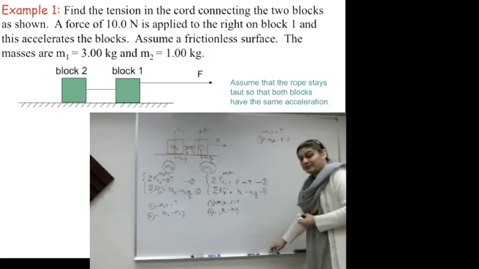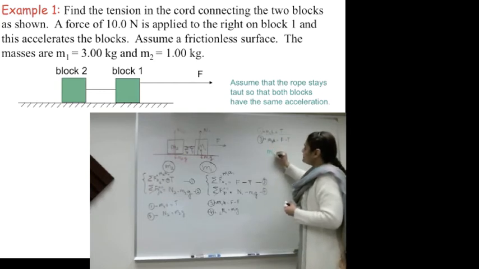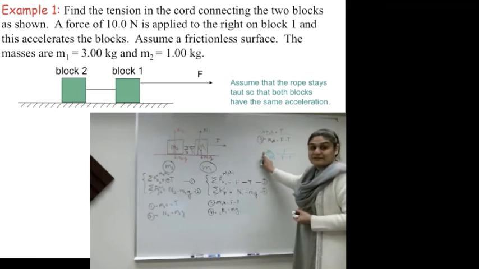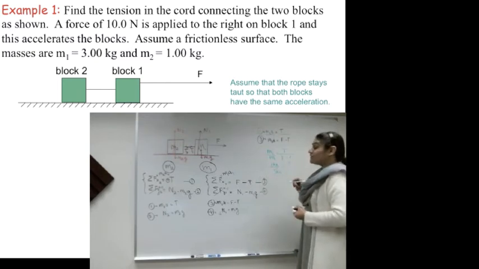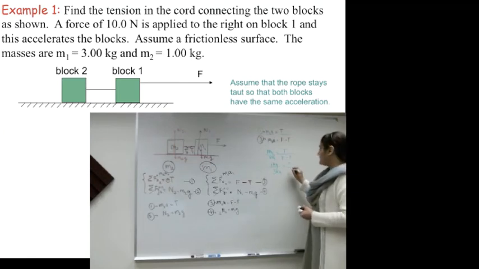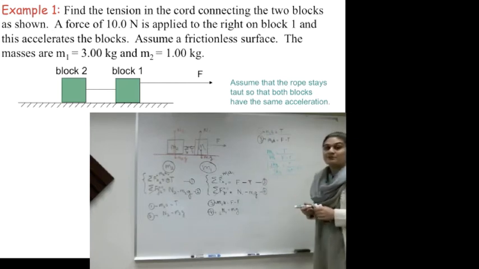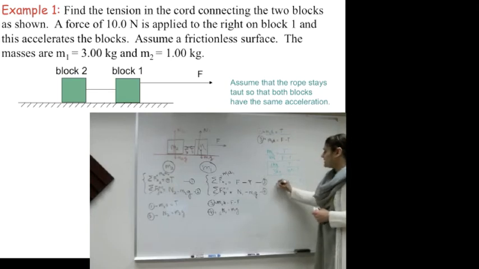So using the same trick that we did last time, we're going to just divide these two equations. This means the a's will go away, and I will have m2 over m1 equals T over F minus T. And I know m2 because it's given to me, which is 1 kilogram. And I know m1 because it's given to me, that's 3 kilograms. Tension is what I'm looking for, and the applied force is also given, 10 newtons minus T. Now all I need to do is some algebra, move things around, and come up with a value of tension. So go ahead, come up with an answer.